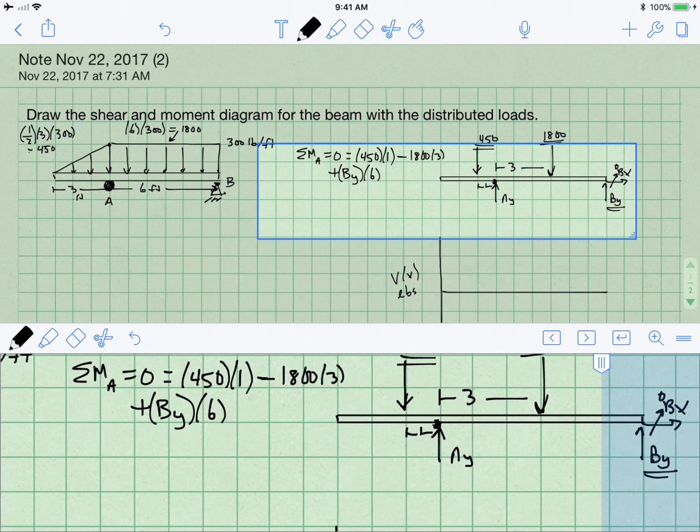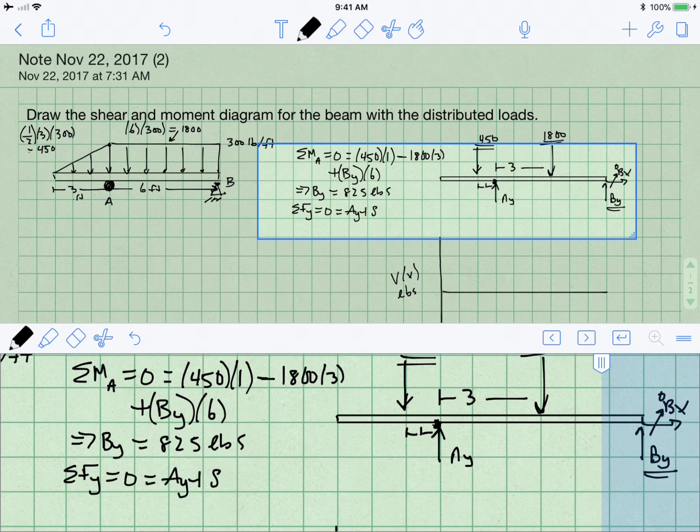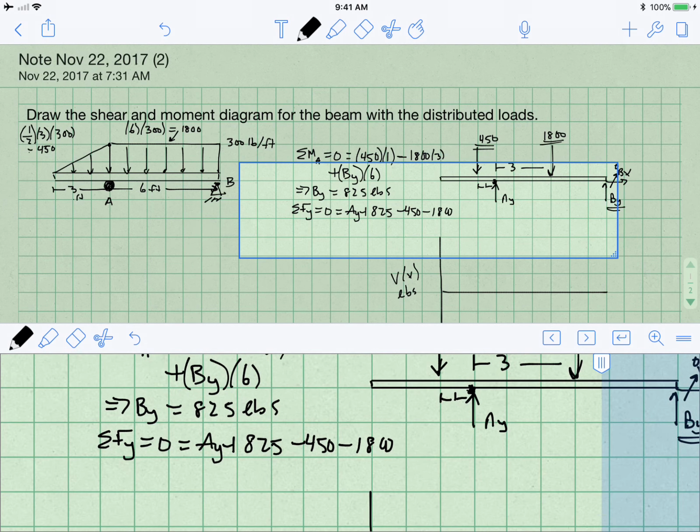And when I solve for By, what do I get? By is 825 pounds. And now when I sum the forces in the y direction, set them equal to 0, I have Ay plus By, which is 825, minus 450, minus 1800. And that yields that Ay is equal to 1425 pounds.